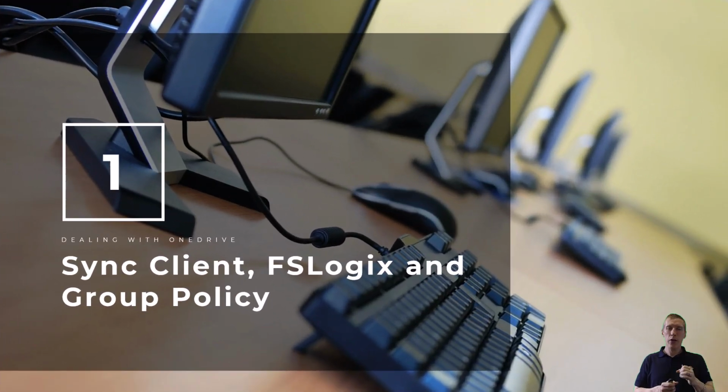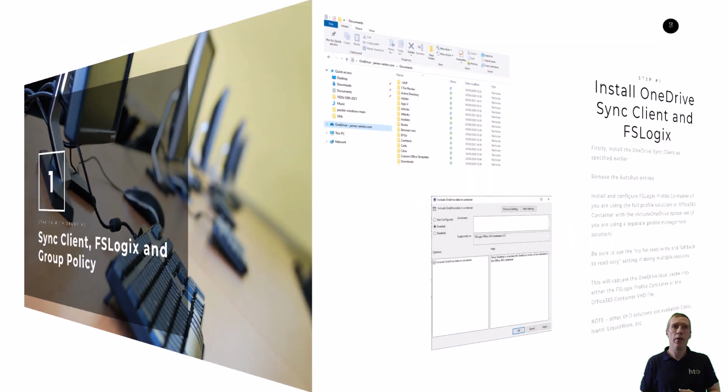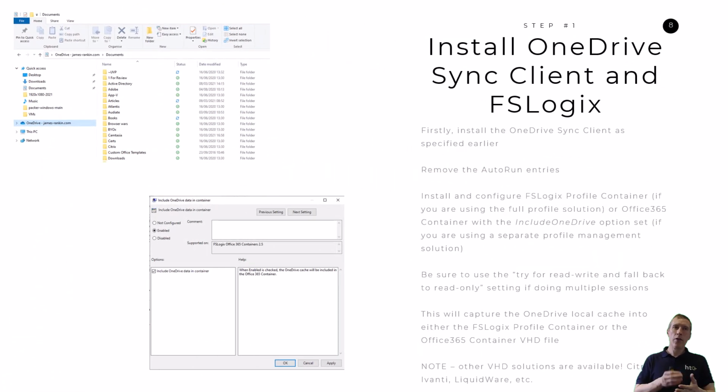Right now, the way Microsoft would ideally recommend, to offer the richest user experience, is to use the sync client, FSLogix, and group policy. However, for reasons we'll discuss, this may not be suitable or even desirable for some environments. To do this, firstly, you'd install the sync client for all of your users, like we just discussed. Ideally, this will work with single sign-on, although depending on your requirements, you may or may not be able to do this. Then you need to install either the full FSLogix profile container, or if you're using another profile management piece, install the FSLogix Office 365 container and set the include OneDrive option via GPO on the registry.